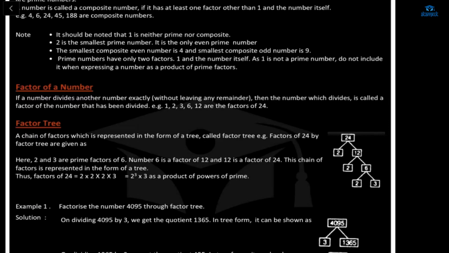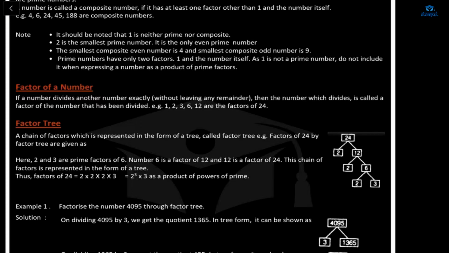A factor of a number means that a number, when it divides another number completely, is a factor of that number. Like if you're dividing 6 by 2, there should not be any remainder left behind. If there is no remainder, then that particular number which is dividing is a factor of the number it is dividing.